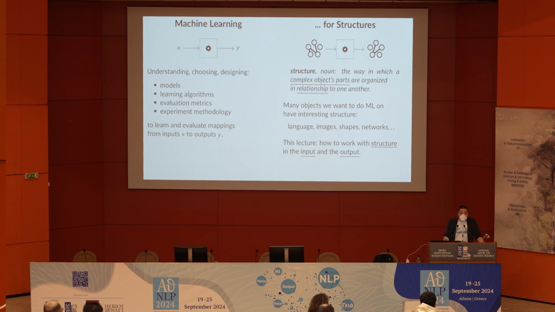In fact, many objects that we might want to do machine learning on, especially in natural language processing, have interesting structure that is important for us to use in designing our models. You can talk about machine learning for structures when looking at language, at images, shapes, networks, and all kinds of other things. So what I'm going to show you today is how to work with structure both in the input, so in the famous X, and also in the Y. Okay, this is, in a nutshell, the summary for what's coming.